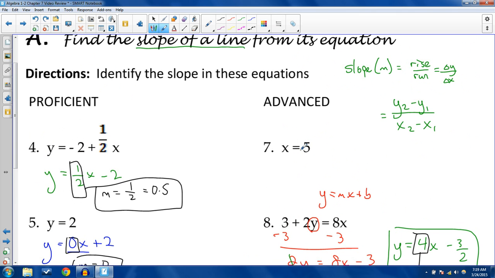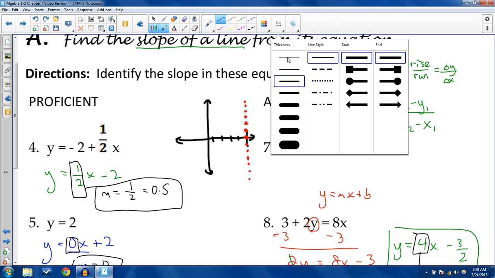Okay, back to number 7. This one's a little different, and it would be much better if I described this through a graph. X equals 5 means that no matter what y equals, x is always 5. This is not a point. This is a line. So here's 1, 2, 3, 4, 5 for x. Here's a point where x equals 5 when y equals 0. Here's a point where x equals 5 and y equals 1, and 2, and 3. No matter what y equals, when I go up forever and down forever, x will always be equal to 5.